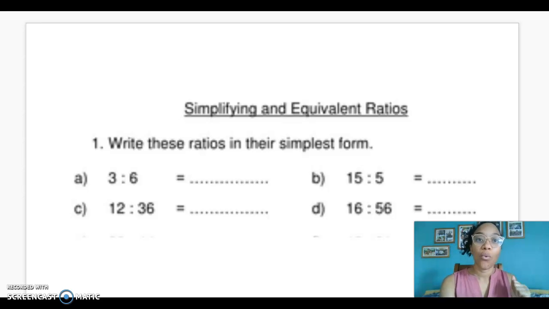3 to 6. 3 and 6. What factors do they share? Well, 3 is a prime number, so its only factors are 1 and 3. Is 3 also a factor of 6? Why, yes. Then I need to divide both sides by 3.